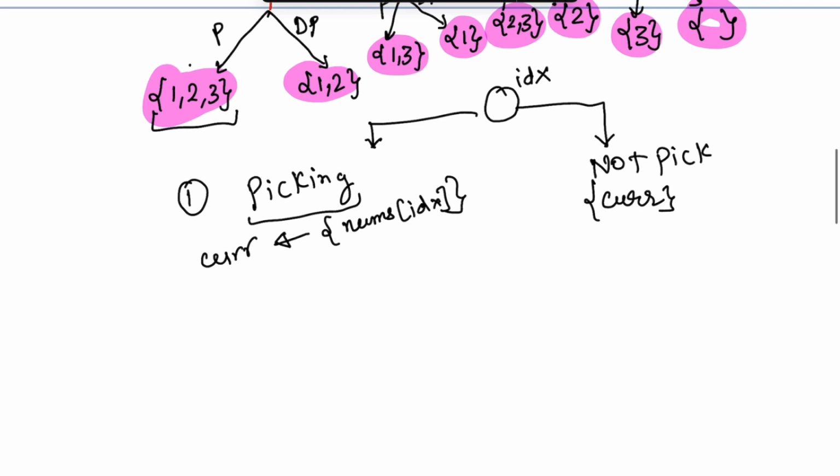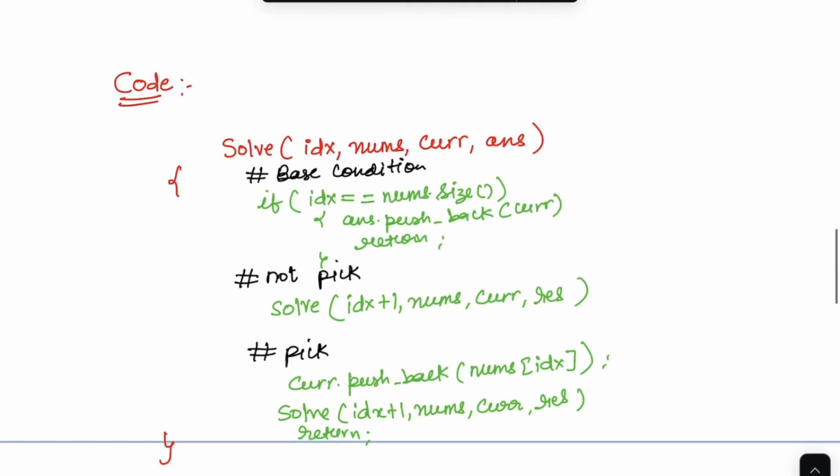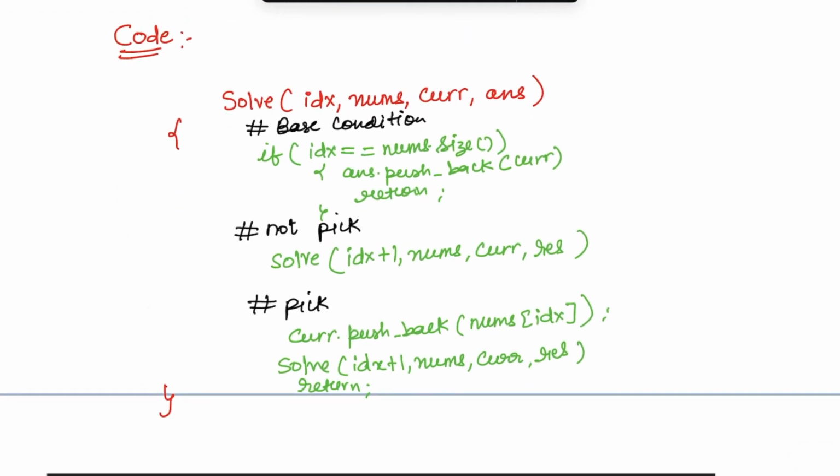This idx is already processed. So I will move my idx to the next element, which means I will again solve this subproblem with the index moved by 1, and I will use my current. In this one also I will use my same problem to solve the next indexes. The index will be processed by 1 and I will use the same current. This is how I am solving. So this is my recursive method.